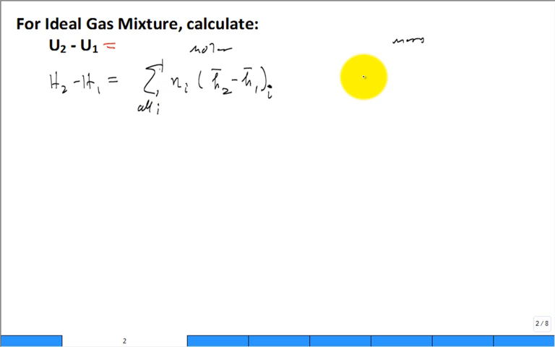All right, likewise, on a mass basis, you'd sum over all of the components. Instead of having the number of moles, you would have m for the mass, and then you would have the h2 minus h1 without the overbar because it's now a specific enthalpy per unit mass for each of those components. All right. Now, when you get to entropy, it's a little more challenging. So let's talk about entropy.